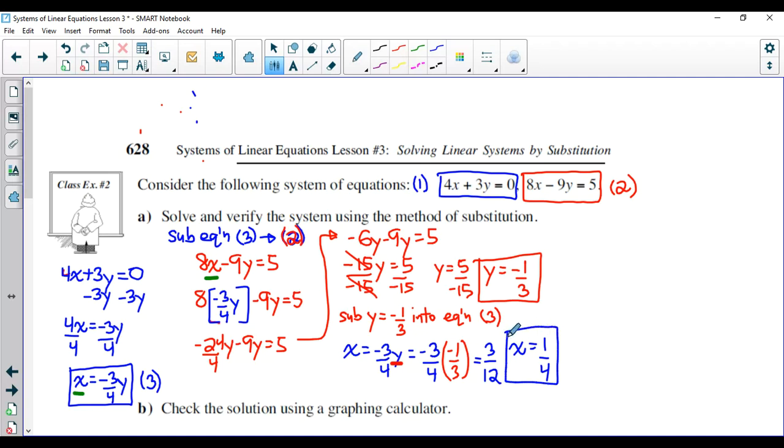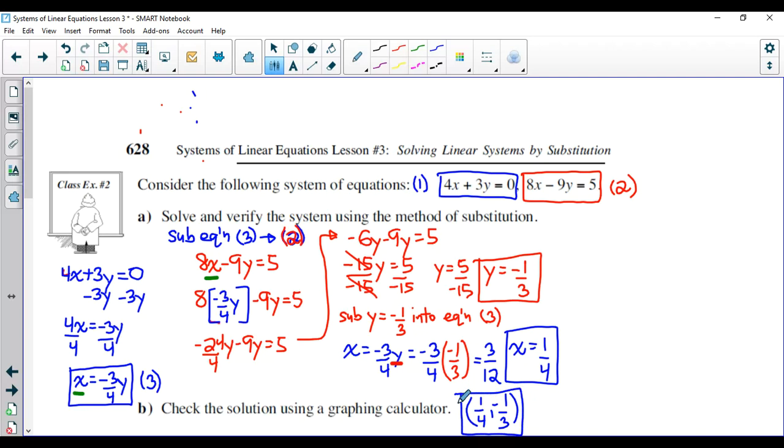Therefore, my solution to this system would be an ordered pair. That would be 1 over 4 and negative 1 over 3. Okay, so I'll just go ahead and box that.